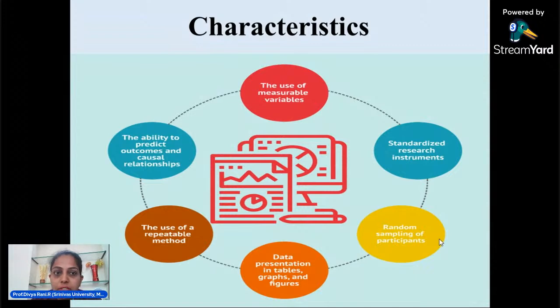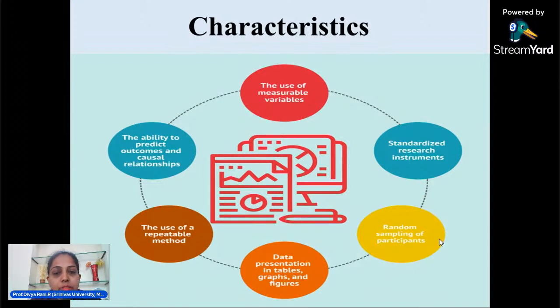Next are the characteristics. This quantitative research design will give you a relationship between two variables. Another is the use of a repeatable method. That is, as I told you, you will get a result and you can apply this in another situation. Next is the data presentation in tables, graphs, and figures. Whatever results you are getting, you are going to depict in tables, graphs, and figures.